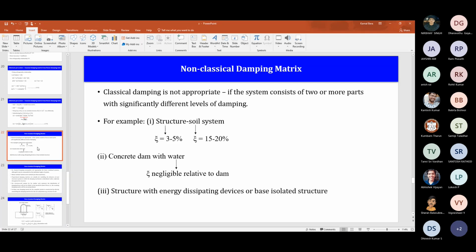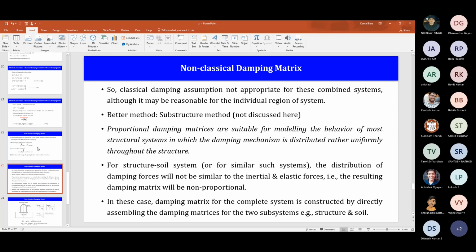Then there are structures with additional energy dissipating devices. Sometimes we provide energy dissipating devices like dampers to dissipate the vibration. Or base isolated structures. Any idea of base isolated structure? I don't think so. Anyway, it is to prevent earthquake damage, by isolating the base of the structure using rubber pads or something like that. That is another issue, we are not going into that. I will provide these slides to you. You can read from them and get a preliminary idea.